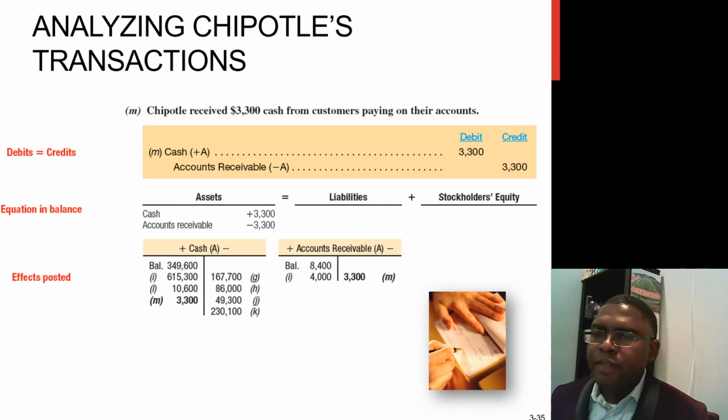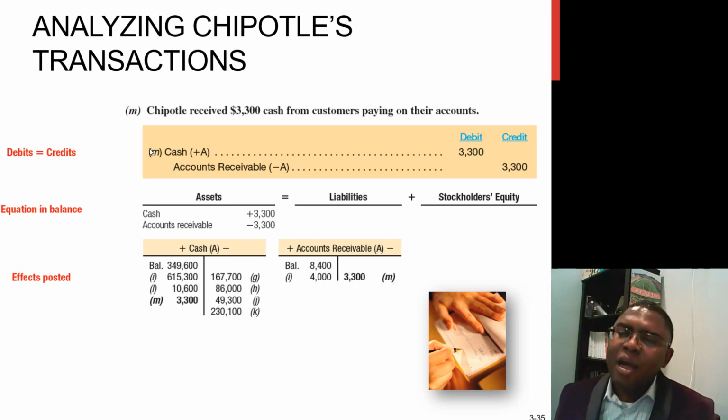Another example, Chipotle received 3,300 cash from customers paying on their account. So this is customers paying on their account. The company is receiving cash. So the cash account will be affected, and the accounts receivable will also be affected. The company had accounts receivable before because their customers had a promise to pay. They had taken goods from the company with the promise to pay. So the company had established an accounts receivable, which is an asset. They are expecting payment in the future.